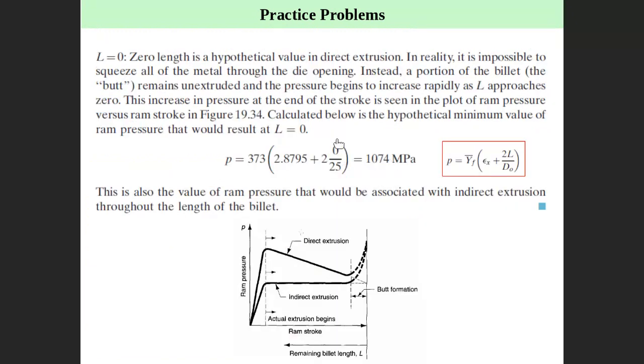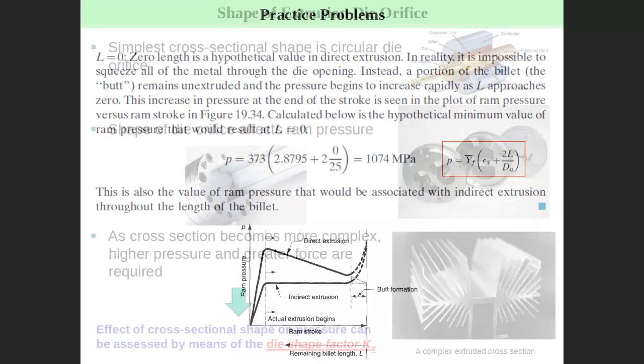In the case of L equal to 0, this part is gone. Then the remaining is Y bar flow epsilon X. This exactly is very similar to the case of indirect extrusion, right? That's it.